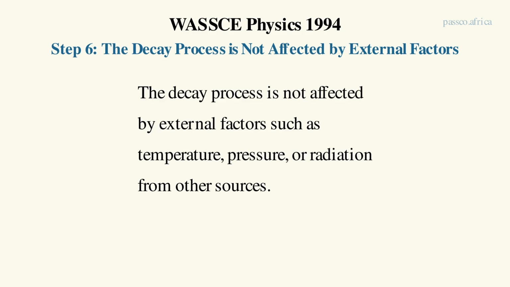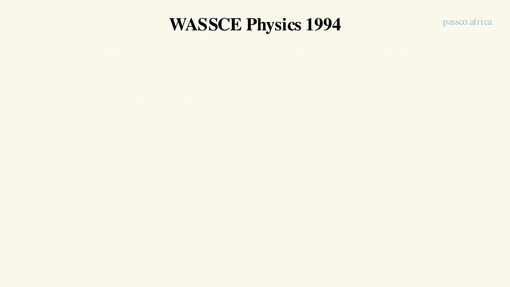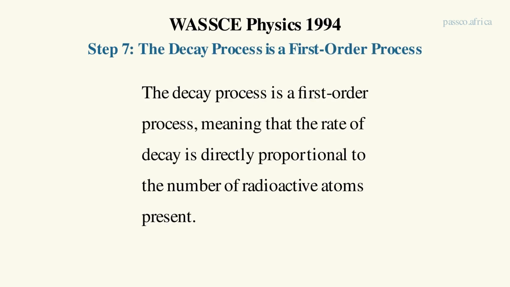Step 7. The decay process is a first-order process. The decay process is a first-order process, meaning that the rate of decay is directly proportional to the number of radioactive atoms present. To recap, we solved the question by: 1.